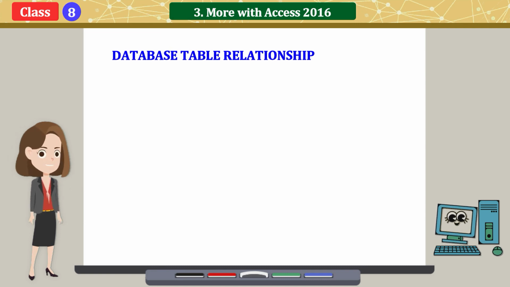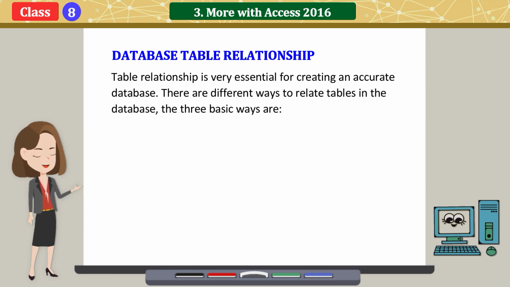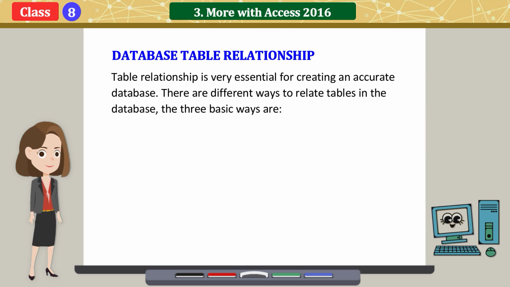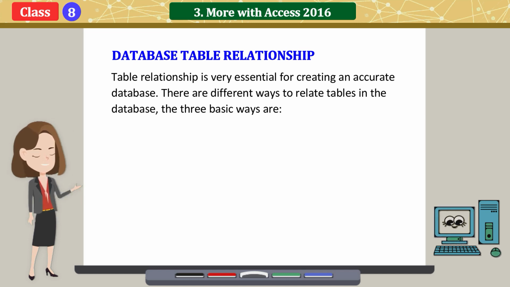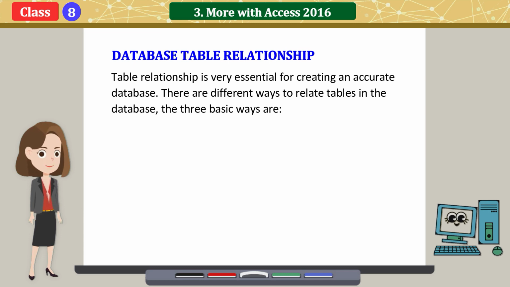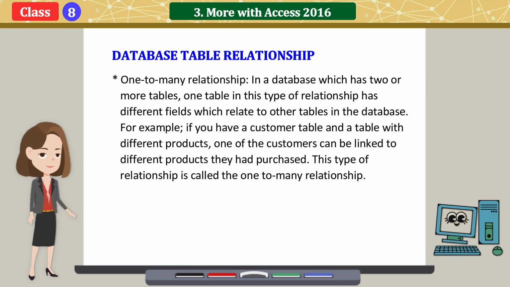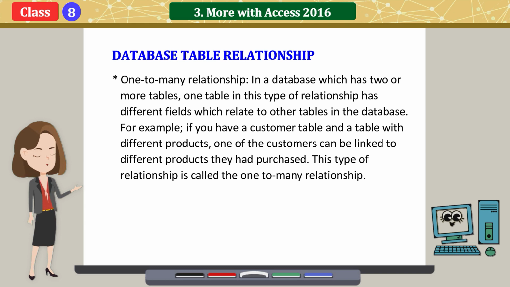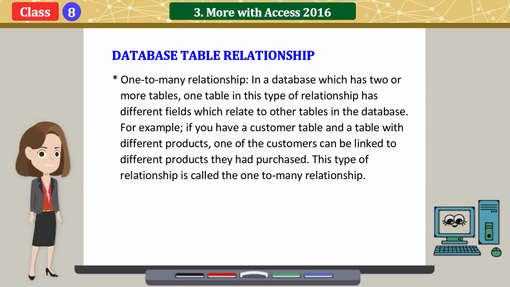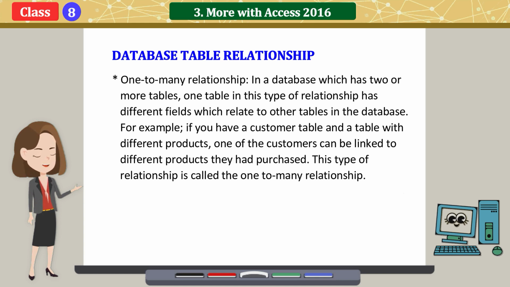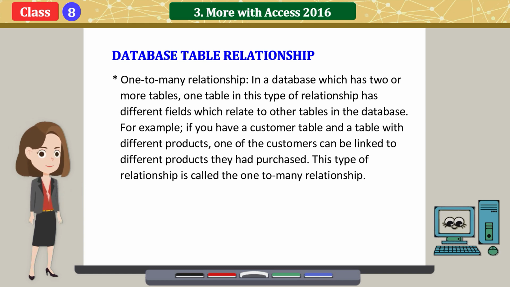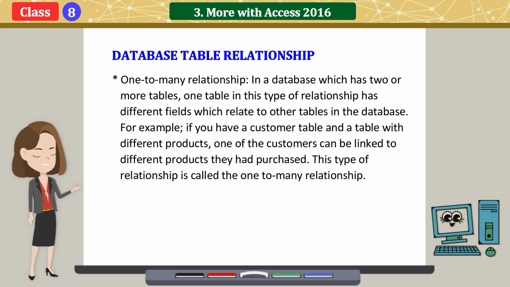Database Table Relationship. Table relationship is very essential for creating an accurate database. There are different ways to relate tables in the database. The three basic ways are: One-to-many relationship in a database which has two or more tables. One table in this type of relationship has different fields which relate to other tables in the database. For example, if you have a customer table and a table with different products, one of the customers can be linked to different products they had purchased. This type of relationship is called the one-to-many relationship.